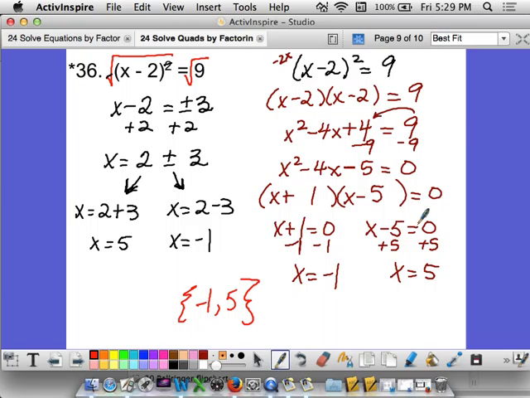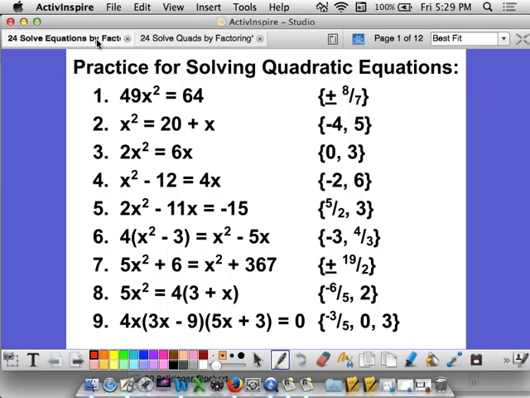So this is solving equations by factoring. You're going to go back and you're going to look at doing some problems on your own, and it will be these problems that you'll have in class.